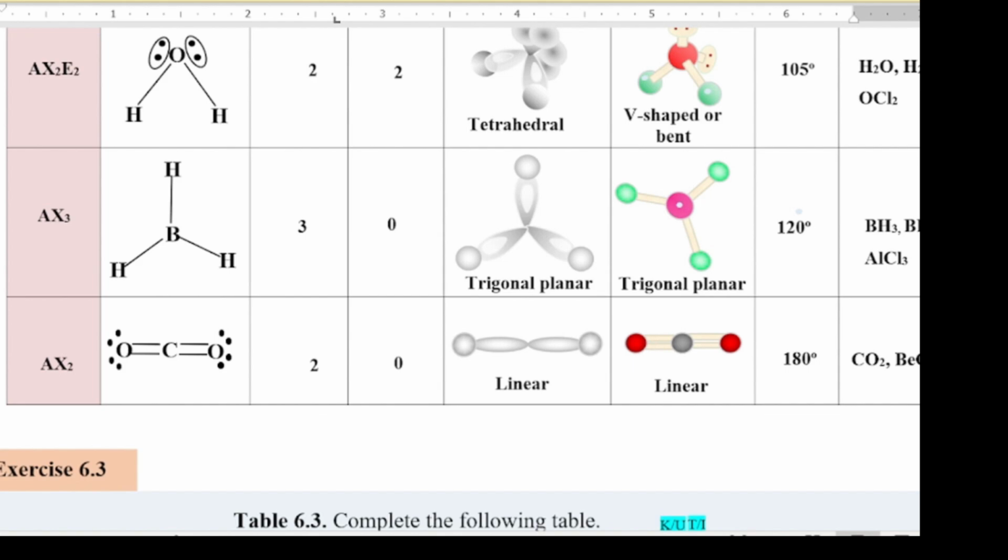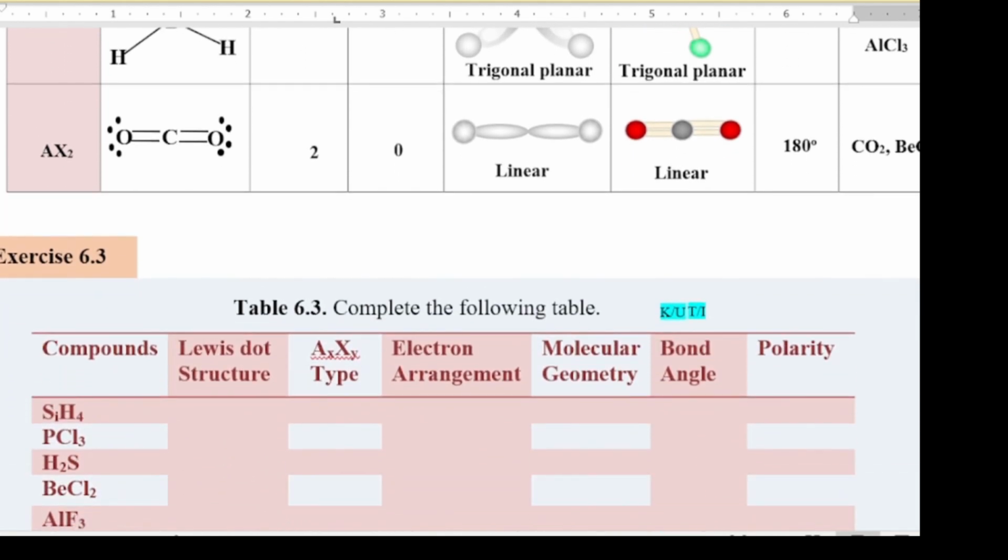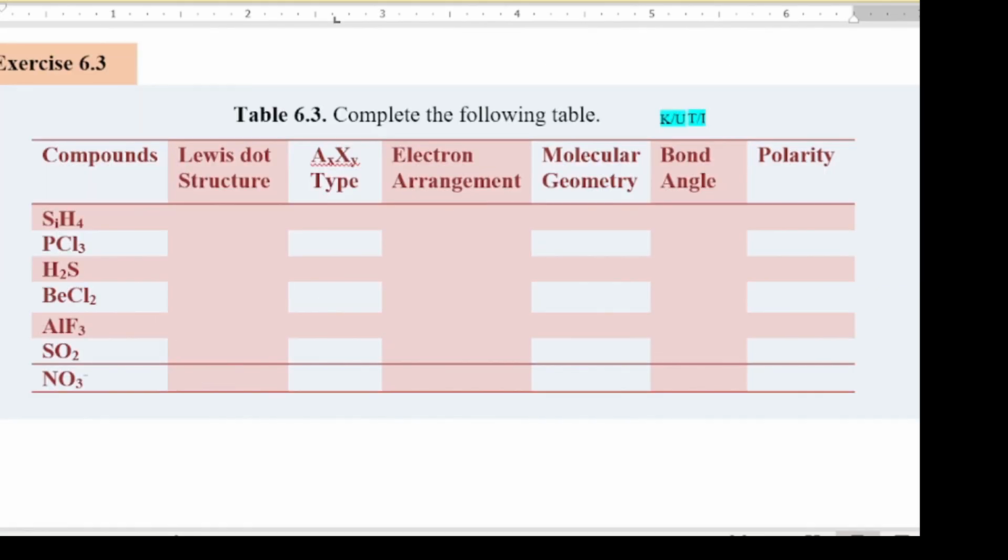Of course, AX2, 2 bonded pairs, you count this as 2, right? 2, 0, linear, 180 degrees, BeCl2, and this one here. Here is an assignment I have for the students here. You can do that; your own solution manual has the answer to that.